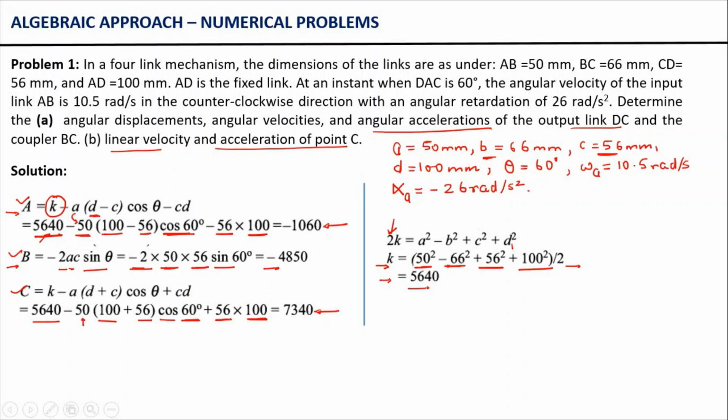Now once we have calculated the values of A, B and C, we will directly apply the formula phi equal to 2 tan inverse of minus B plus or minus square root of B square minus 4AC, divided by 2A.